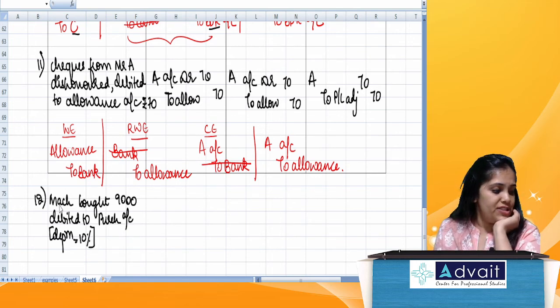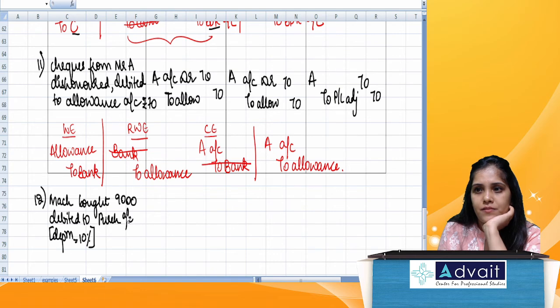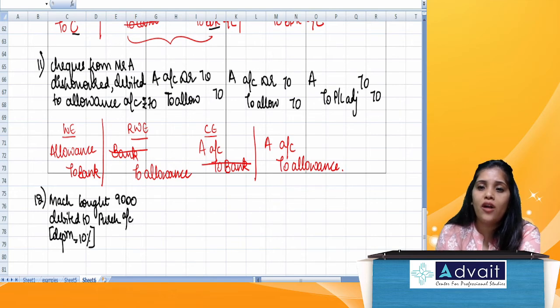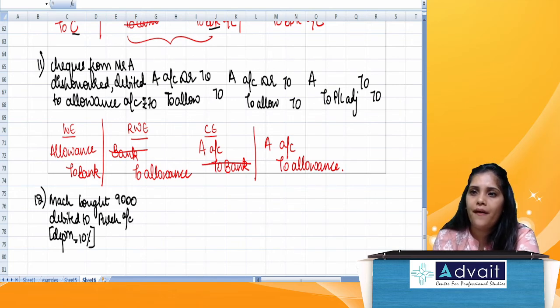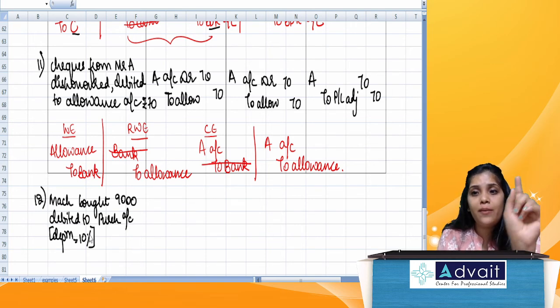Now, what they are saying: machinery bought 9,000 debited to purchases account. Correct or wrong? Very good, Dhanush. Okay, yes, correct, Pawan. When you buy a machinery, what account should you debit? Tejaswini, when you buy a machinery, are you making purchases? You are purchasing an asset. So machinery account should be debited. Yes, very good. So can I say you should have debited machinery account.